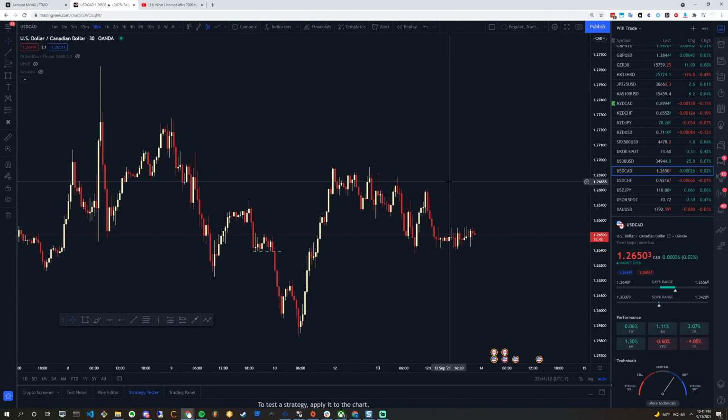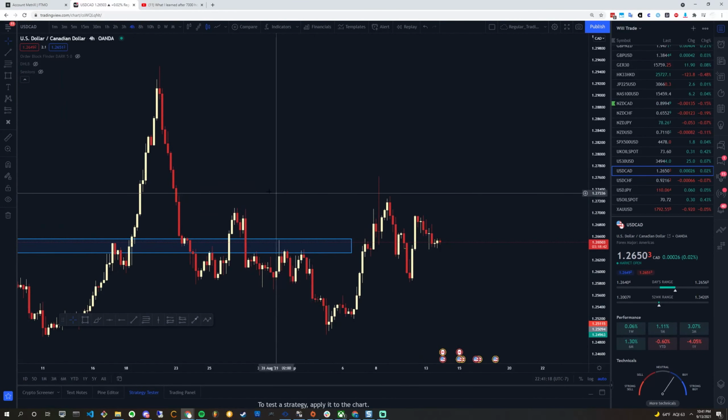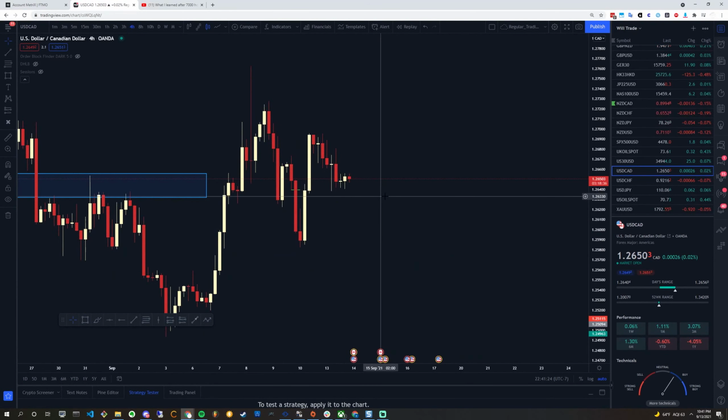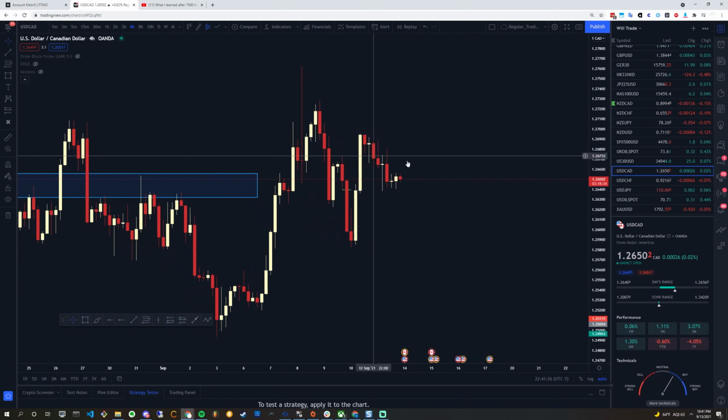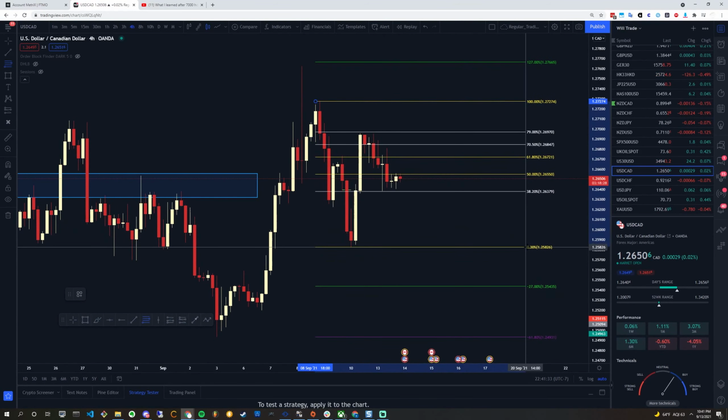US CAD is in a similar situation, I think. Well, wait. So US CAD is also kind of making this downtrending type of structure here. Honestly, if you were to draw this fib right here, you would have had a pretty good entry at the 79, but I don't think I would have caught that, honestly.